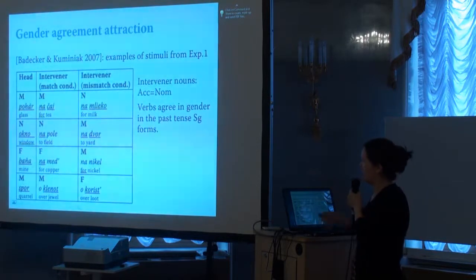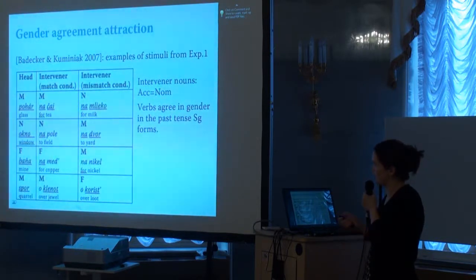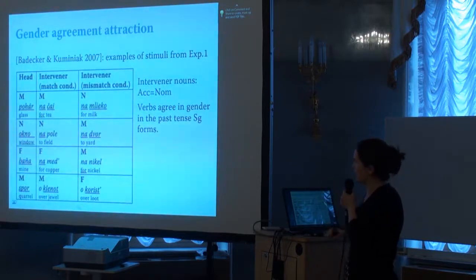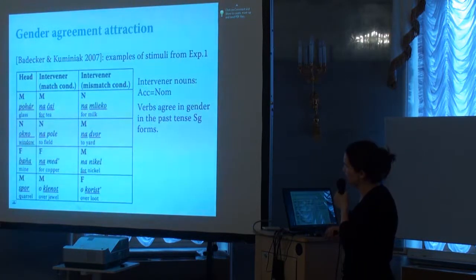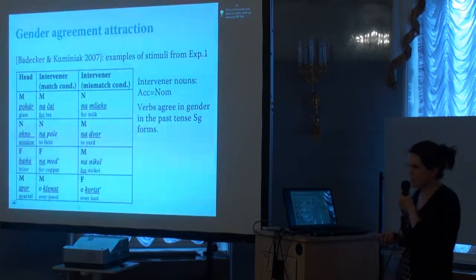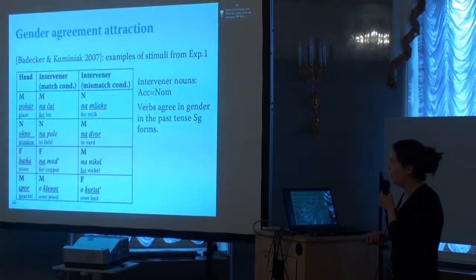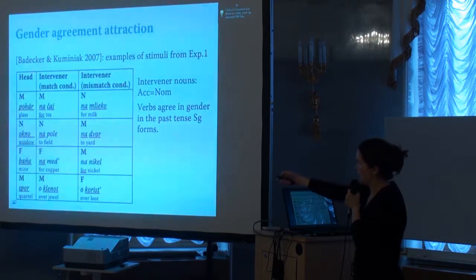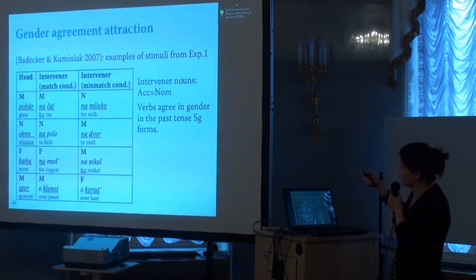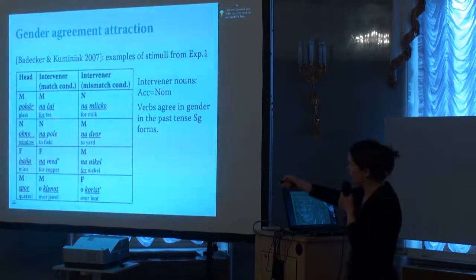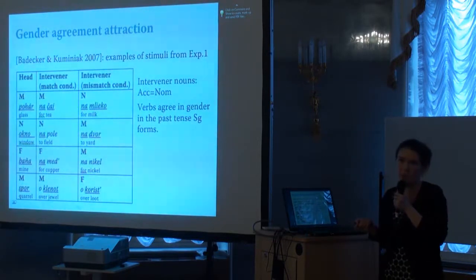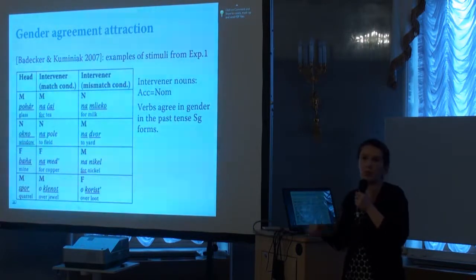To give you an idea what the study looked like, here are some examples of their stimuli from their first experiment. They were comparing subject phrases like glass masculine for tea masculine, or glass masculine for milk neuter. Here are other conditions that they used in their first experiment, and in this first experiment, intervener nouns were all in accusative singular, and these accusative singular forms coincided with the nominative singular forms. They did this obviously to boost the number of mistakes.